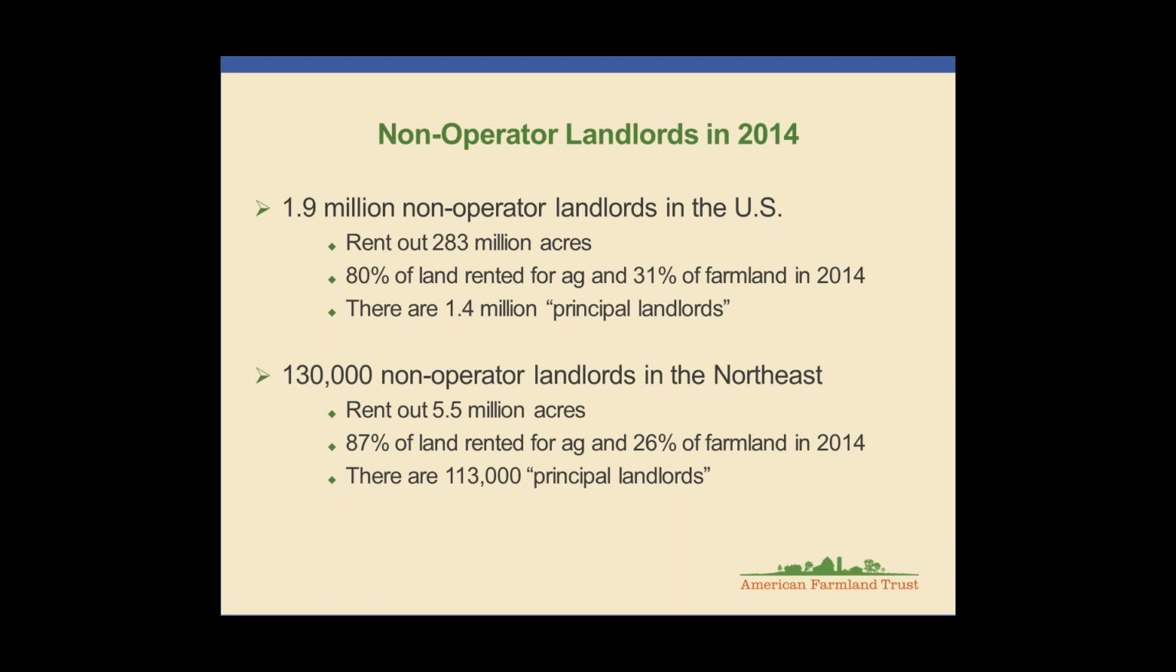So in the Northeast, we actually have 130,000 non-operator landlords. They're renting out about 5.5 million acres, which is 87% of the land rented for ag in the region, about 26% of farmland. Again, the smaller subset of principal landlords is about 113,000. This is the group for which we have the demographic information, so we know their age and we can say something about their gender. In the Northeast, the principal landlords own and rent out about 4.3 million acres.